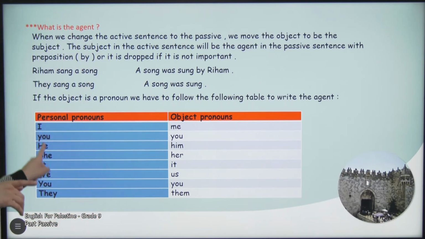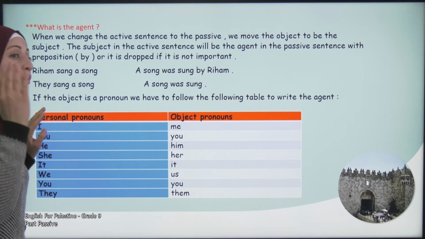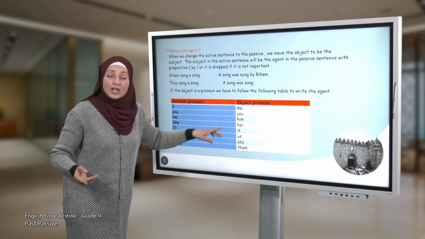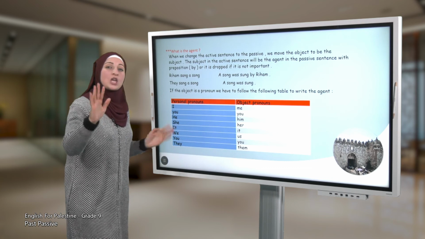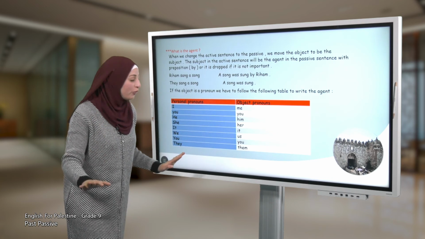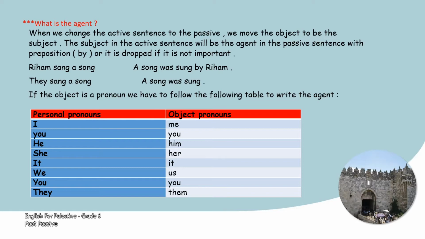If you have I, you will change it to me. If you have you, it will stay you, but it's an object form. If you have he, it will be him. If you have she, it will be her. If you have we, it will be us. If you have it, it will be it. If you have you for plural, it will stay you. And if you have they, you will change it to be them.